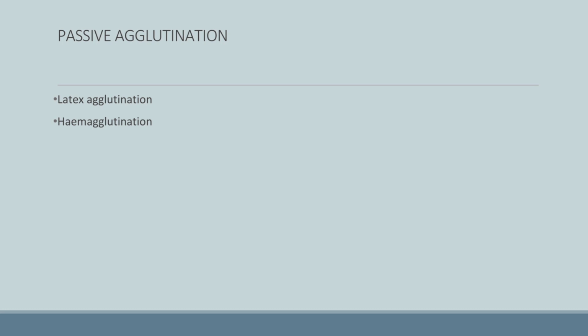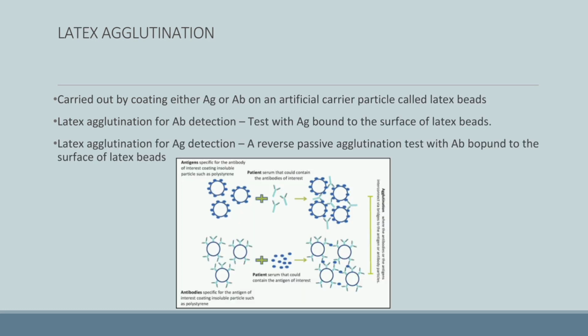Next, let us see about the passive agglutination. It utilizes particles coated with soluble antigen or antibody, for example, latex. There are 2 important tests: latex agglutination and hemagglutination. First, latex agglutination. It is carried out by coating either antigen or antibody on an artificial carrier particle called latex beads. It is formed from an amorphous polymer, usually polystyrene.